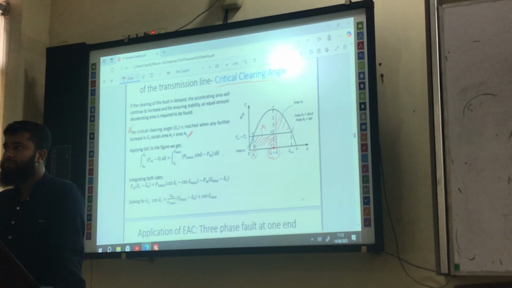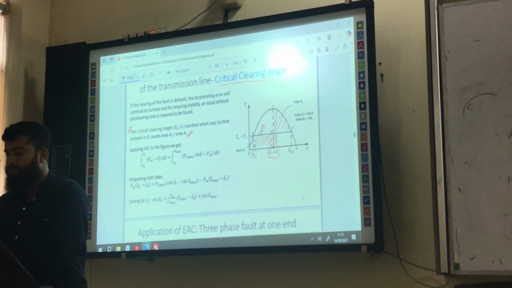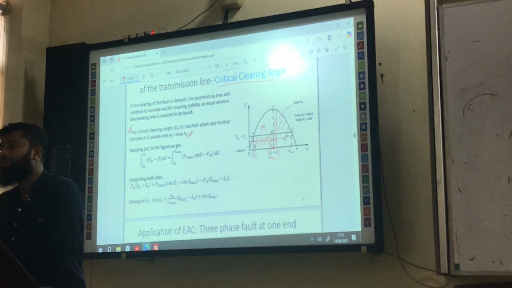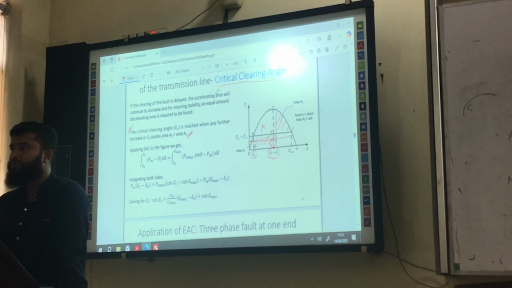So can this critical clearing angle be more than pi by 2? It can be. So there is no limit. If you take this PF as smaller, then it can be more than pi by 2. It depends on the scenario. There is no limit whether it can be lower than pi by 2 or higher than pi by 2.